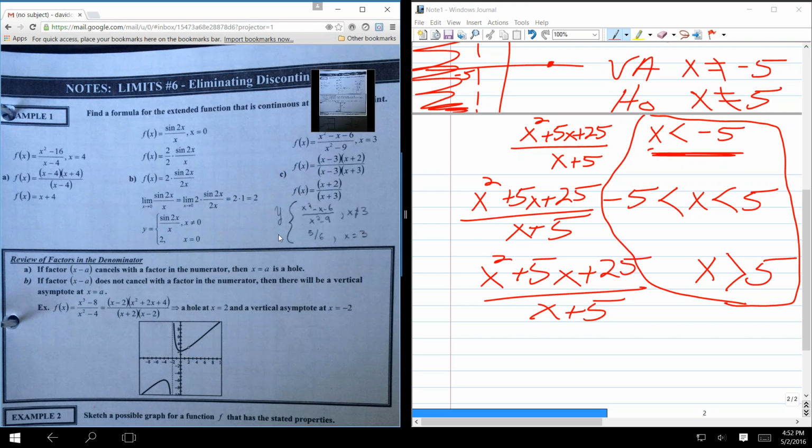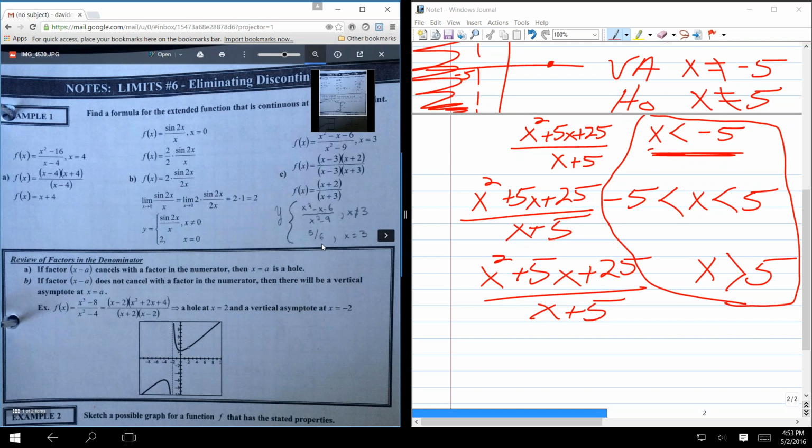Ah, I see what they're saying. That would be the limit. The function would be 5/6 as x approaches 3. In other words, looking at this one down here, we can see that as x approaches 2, the limit is going to be 3. So the limit exists, but expressing it as a piecewise function, I don't think that's mathematically correct.